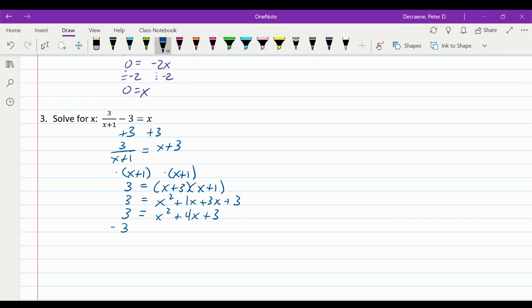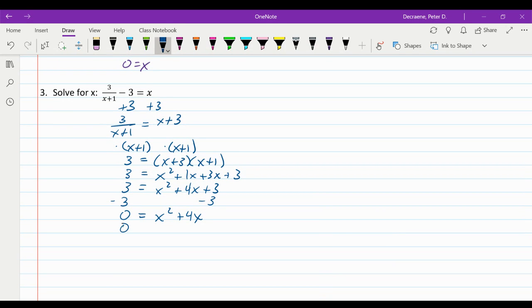If I subtract 3, since it's quadratic, I've got to get that 0 on one side. I get x squared plus 4x plus 0. And I can factor a little bit, take that x out. X times x is x squared, x times 4 is 4x. So either x equals 0 or x plus 4 equals 0. So x is 0 or x is -4.